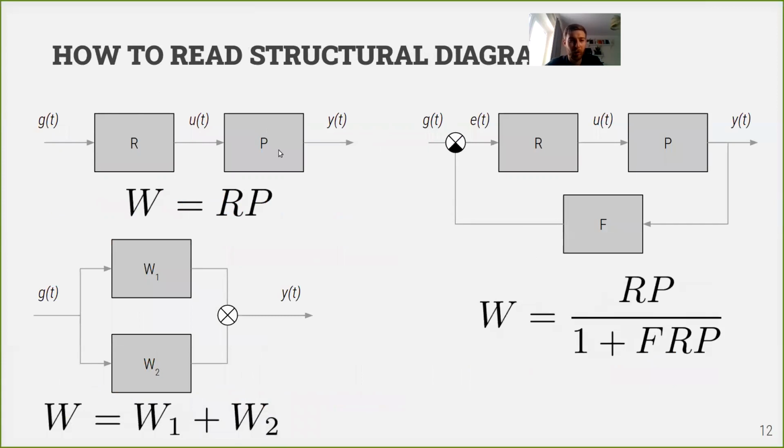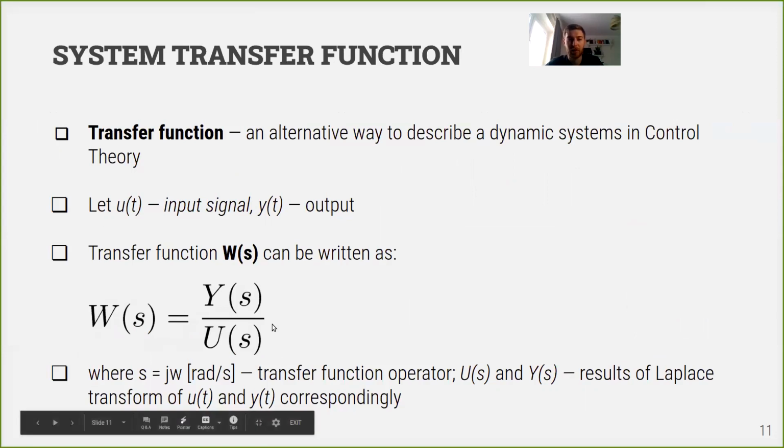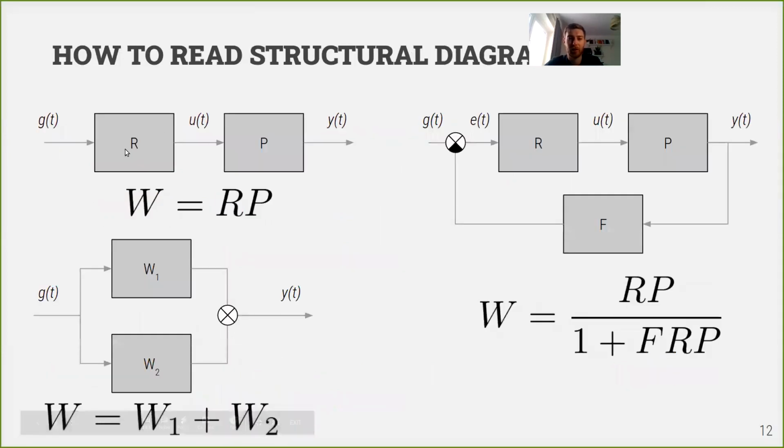If you have two blocks, one after another, you can just multiply them. And this is exactly what the Laplace transform gives us. So in the time domain, of course, we cannot just multiply two functions to get the result, but in the Laplace domain, we can simply multiply them and get the resulting transformation of a signal from G to Y. This is just multiplication. If you have these two blocks in parallel, you just sum them up.